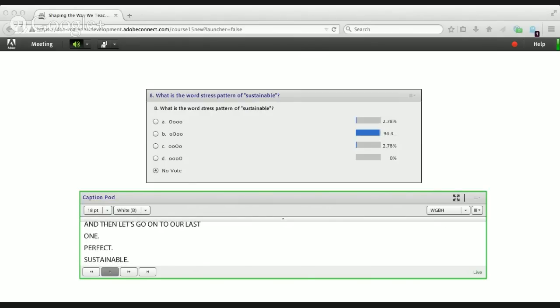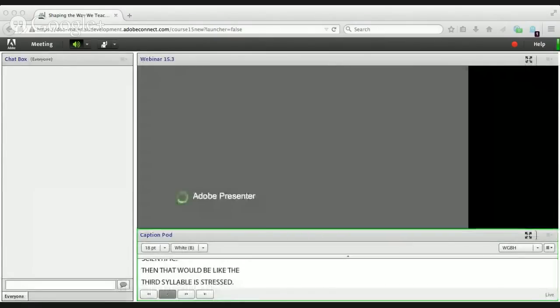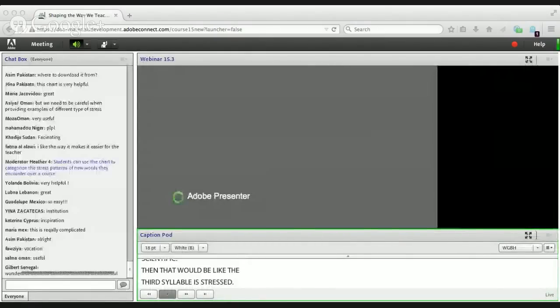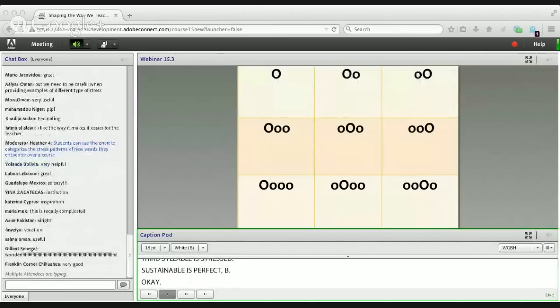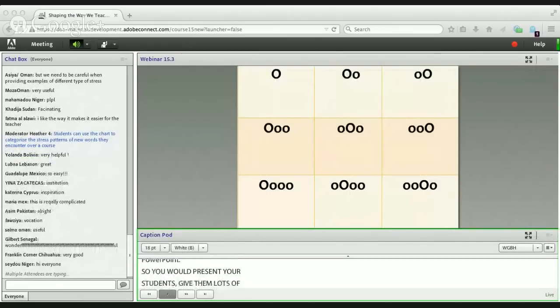So sustainable. I'll have us stay here for just a second. You don't have to do anything with the poll, but just listening, if we had the word scientific, then the 3rd syllable is stressed, but sustainable, perfect, B. Okay, let's go back to the PowerPoint. So you would present your students, you'd give them lots of chances to practice just with the empty syllables, da-da-da, okay?